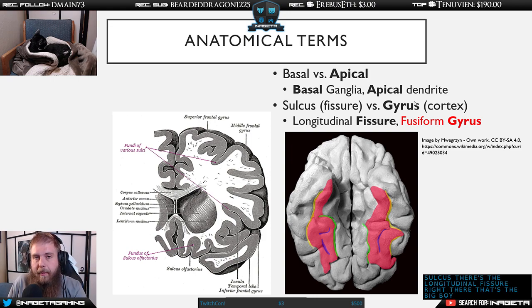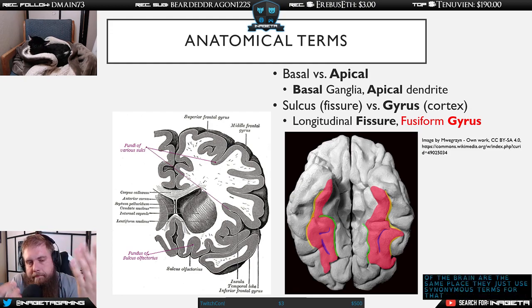And then the opposite of that would be a gyrus, or an outcropping of neural tissue, like this. This is a gyrus here, or these red bits right here. Those are also gyri, the plural of gyrus. Gyrus is synonymous with the word cortex. For instance, the anterior cingulate gyrus is often called the anterior cingulate cortex as well. They aren't different brain places. They're the same place. They just use synonymous terms for that. So if you see gyrus and cortex, they're referring to the same thing. They're talking about these outcroppings of the brain.